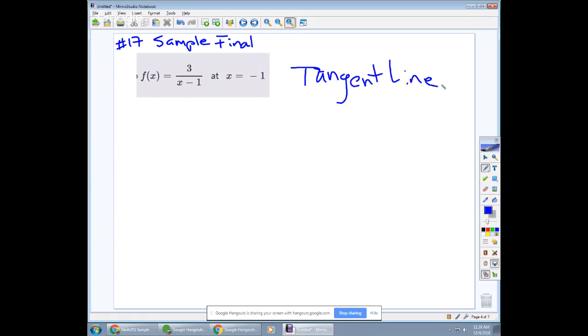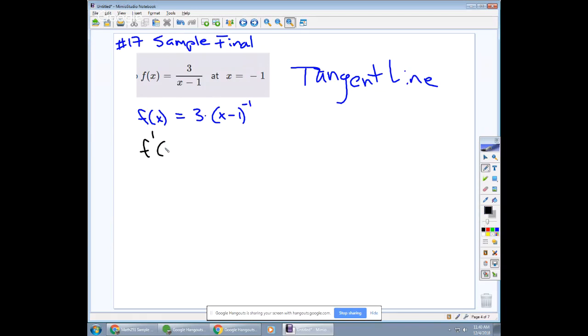So the first step in finding a tangent line is finding the derivative function, which is the slope function. So let's see. For this one right here, I think I'll rewrite f of x by calling it 3 times x minus 1 to the negative 1. Otherwise, you have to use the quotient rule. And they both work fine. Here, I have to use the chain rule with the power rule.